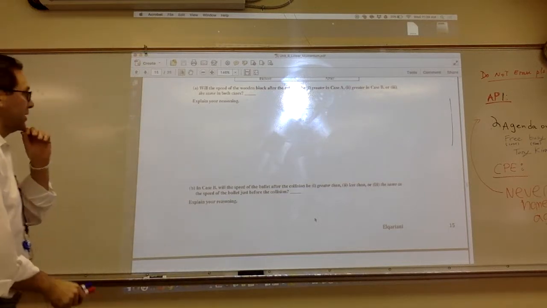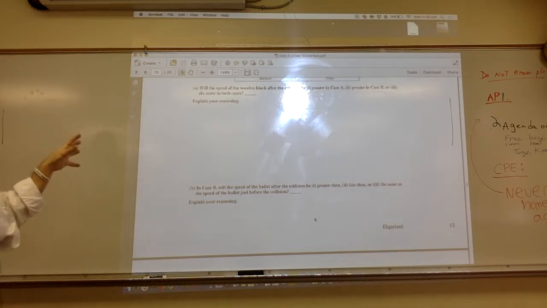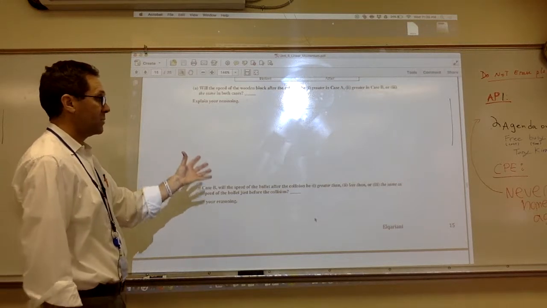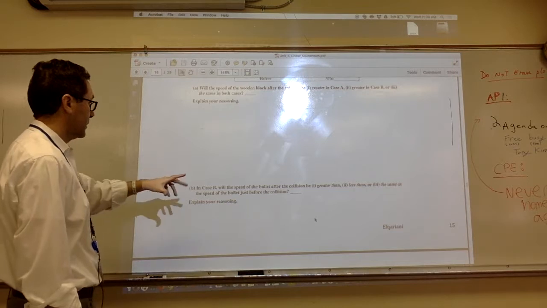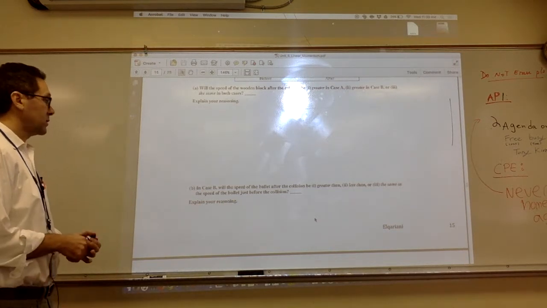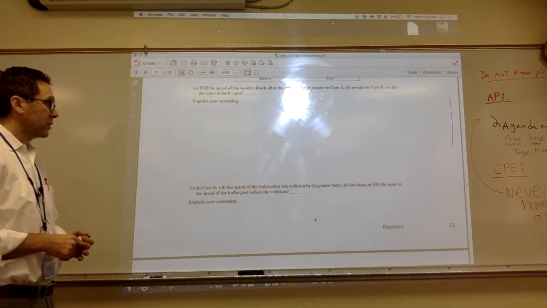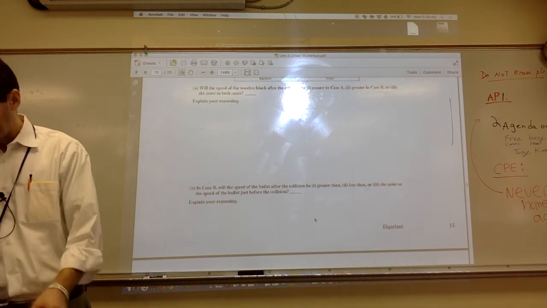In case B, will the speed of the bullet after the collision be greater than, less than, or the same as the speed of the bullet just before the collision? Well, you started with a certain amount of kinetic energy. Some of that energy has to be passed on to the block. So the bullet has to end up with less kinetic energy, right? So it has to be going slower. So the answer should be 2, basically. Okay? And I think we're done.